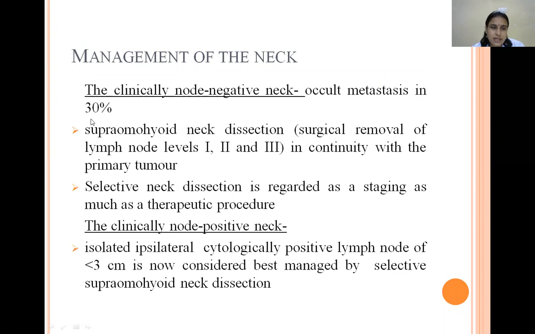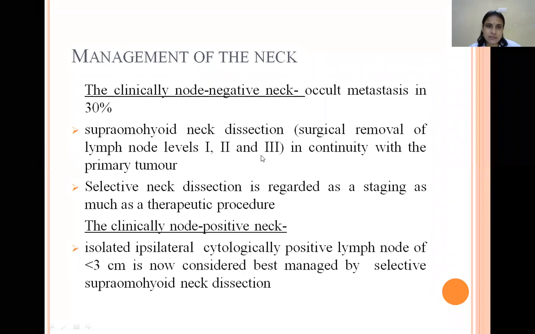Here there is increased popularity of conducting supraomohyoid neck dissection because of the presence of occult metastasis even in clinically negative neck lymph nodes. That is, clinically there are no lymph nodes palpable, but we do go for supraomohyoid neck dissection in such cases because of the possibility of neck occult metastasis as much as 30%. So levels 1, 2, and 3 are removed in supraomohyoid neck dissection along with primary tumor excision.